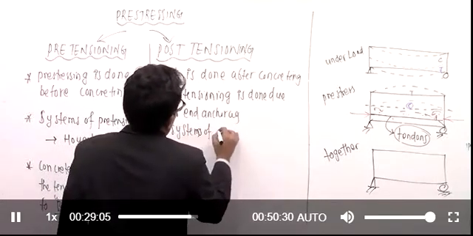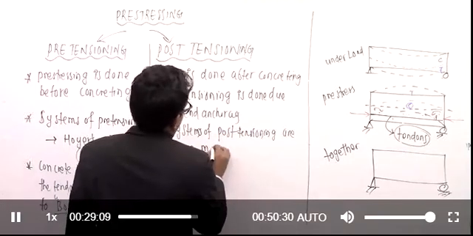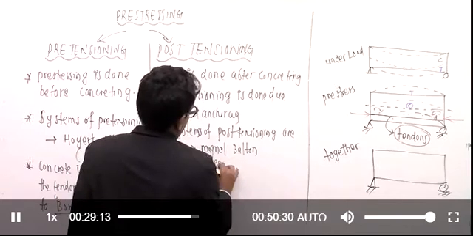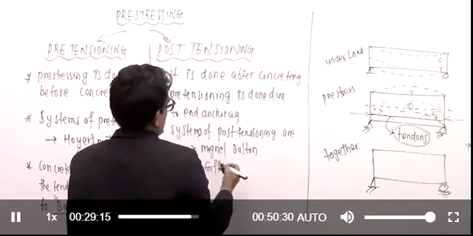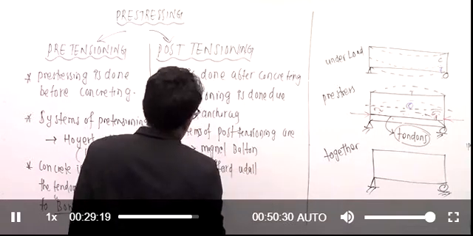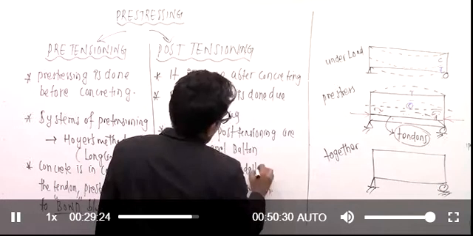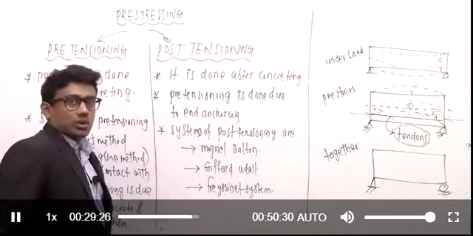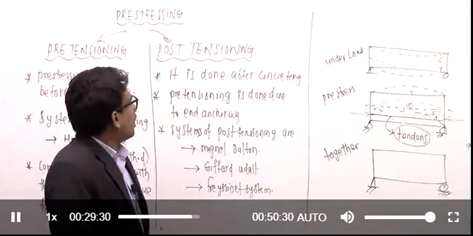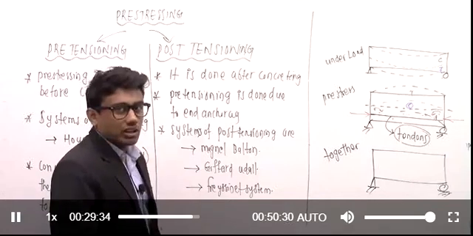The systems of post-tensioning are, we have Magnel-Blaton, Gifford-Udall system of post-tensioning, and we have Freyssinet system. Okay, these are the methods we generally prefer for the post-tensioning of the concrete.